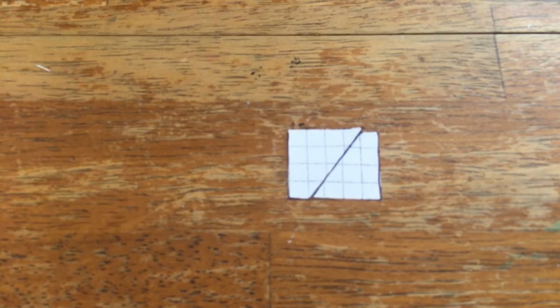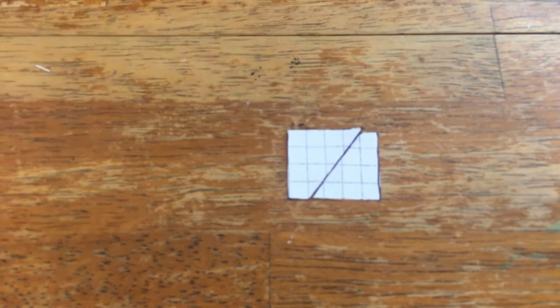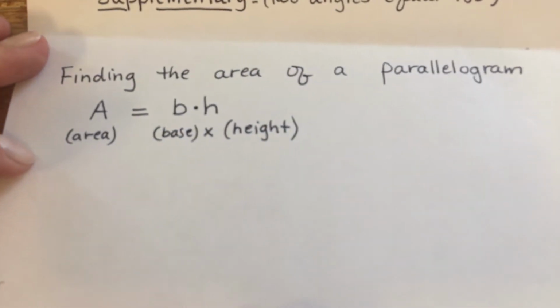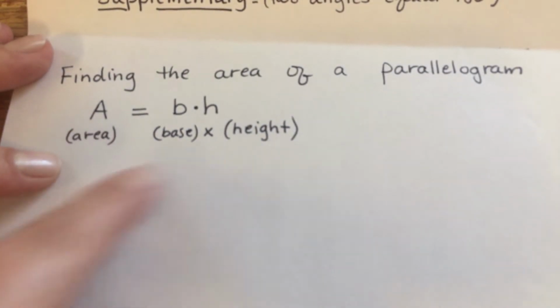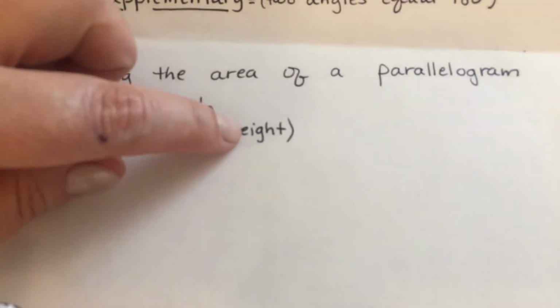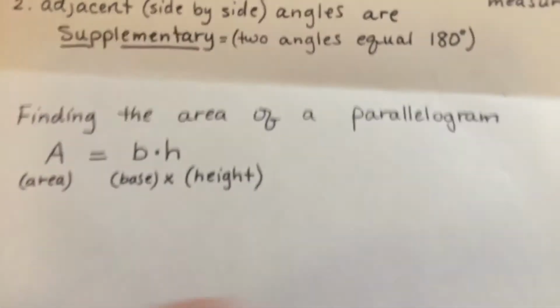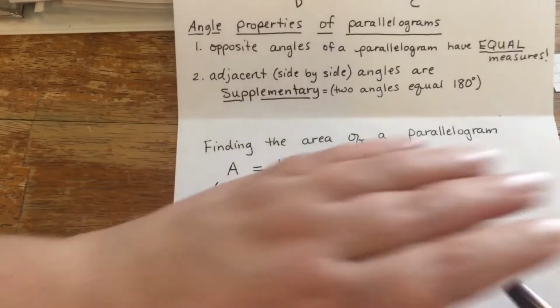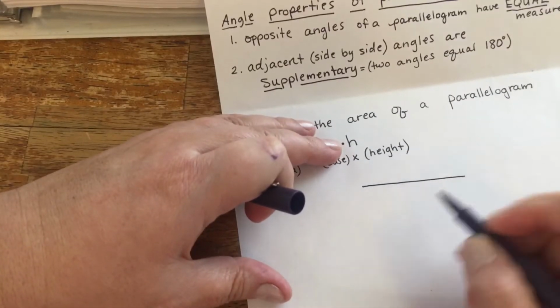Okay? So remember, I think I folded my paper that I used. But finding the area of a parallelogram, it said, the area is the area inside. The area equals the base times the height. So that would be, drawing our parallelogram again.